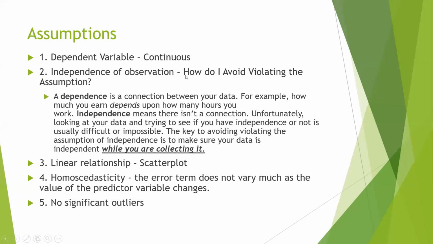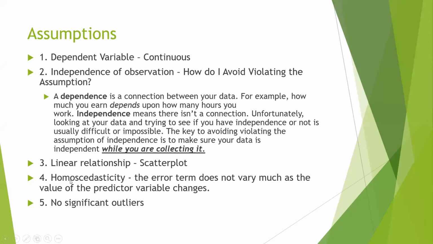Next, independent observations, that means how do I avoid violating the assumptions. You have to check that all the observations are independent of each other. Independent means there is no connection between two observations. Then linear relationship: we can plot a scatter plot to see the relationship, and use other criteria like curvilinearity, and we can find the R square to know this. We are going to see each and every assumption in detail in subsequent slides.